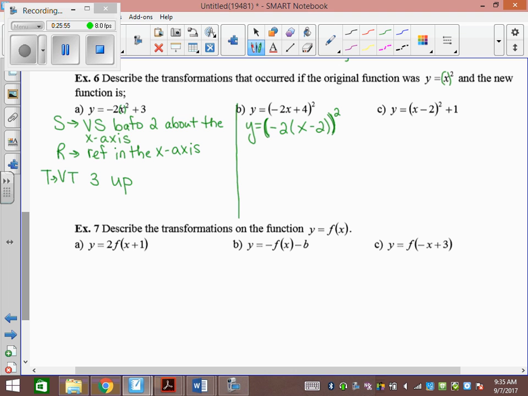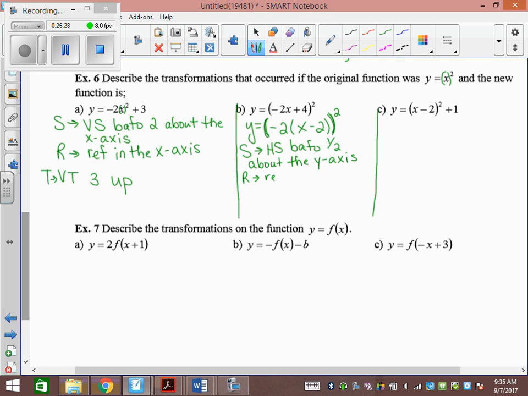Okay? So stretch-wise, I have a horizontal stretch by a factor of what? 1/2, because it always is the reciprocal, always flips, about the y-axis. If you forget to take the -2 out, you'll get your stretch right, you'll get your reflection right, but you're going to get your translation wrong every time. And they'll have that answer there.